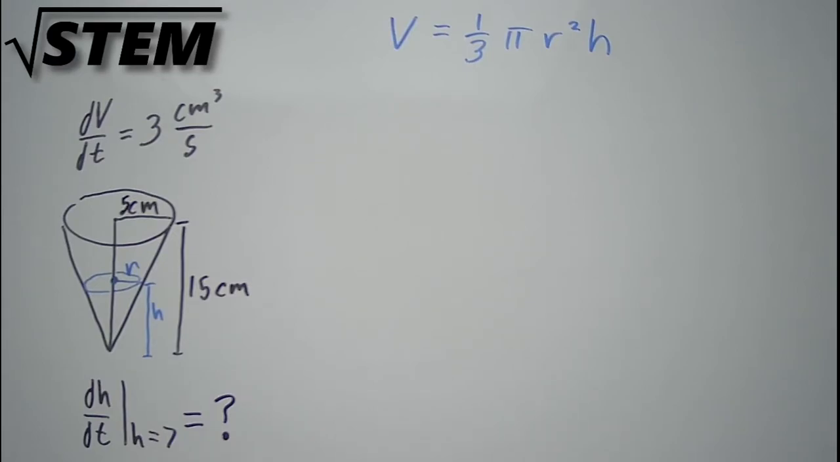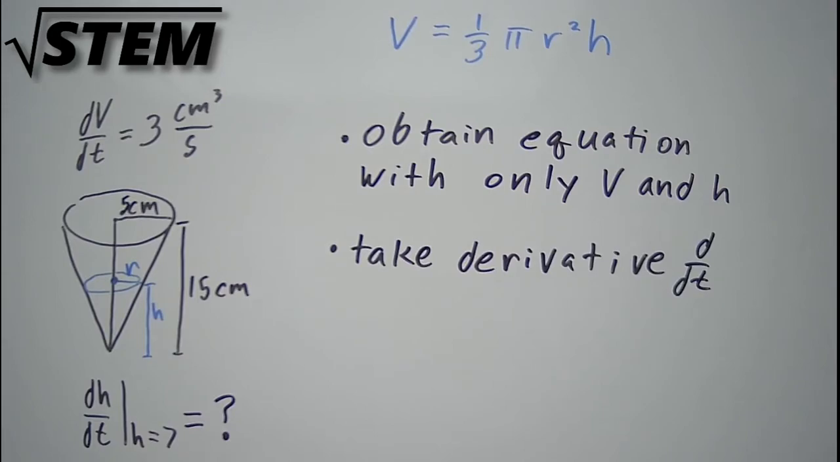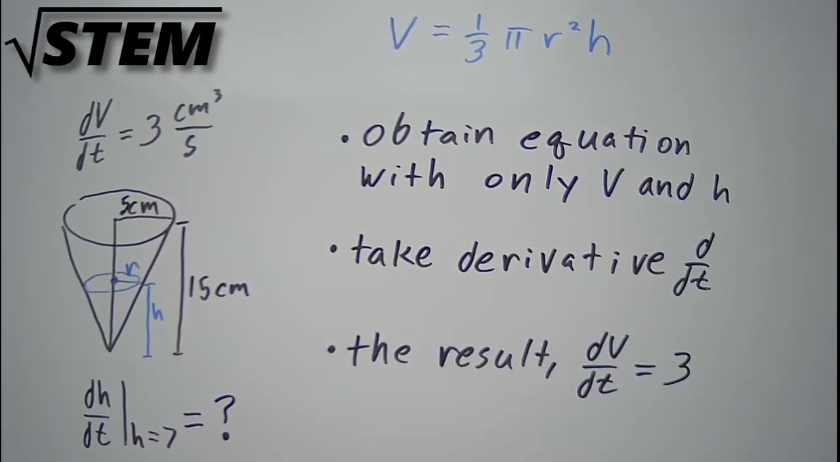To find the rate at which the height changes, dh/dt, we'll remove r from this equation, turning it into an equation with only V and h. Take the derivative, and then set it equal to 3. To remove r from the equation, we'll need to find r as a function of h. We can do this using similar triangles.